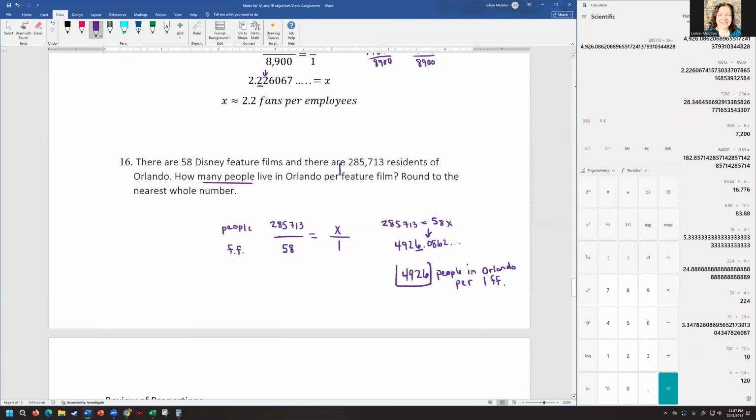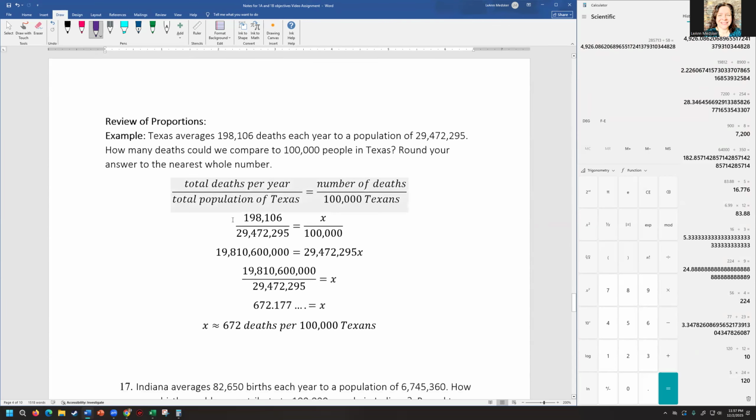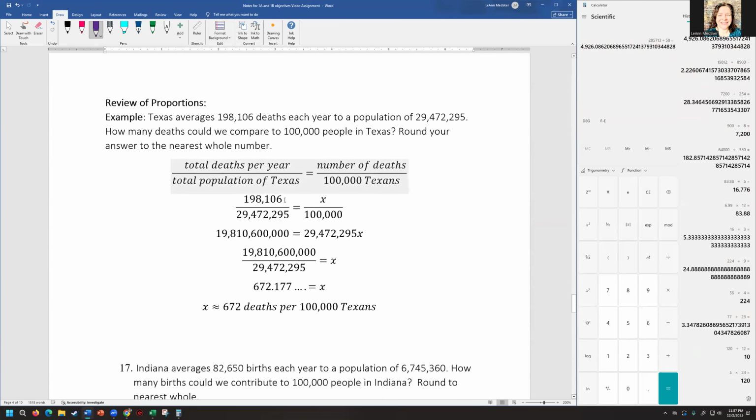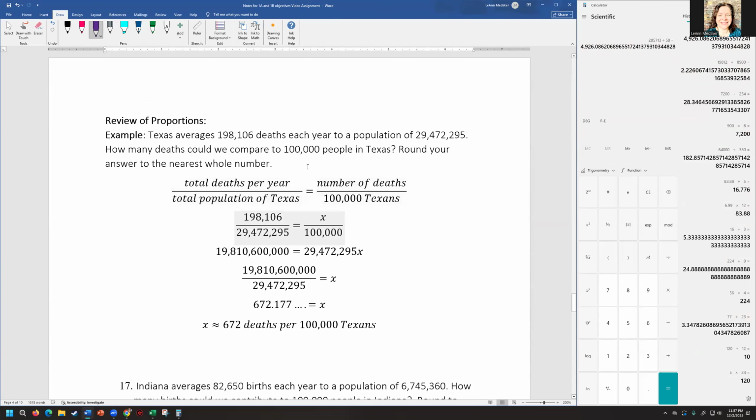Okay. And again, the only thing you'll probably have to type into your homework part is the 4,926. All right, so let's review proportions again with some other scenarios. This one I've already got pre-worked out, so we're just going to read it. It says Texas averages 198,106 deaths each year to a population of 29,472,295. How many deaths could we compare that to 100,000 people in Texas?